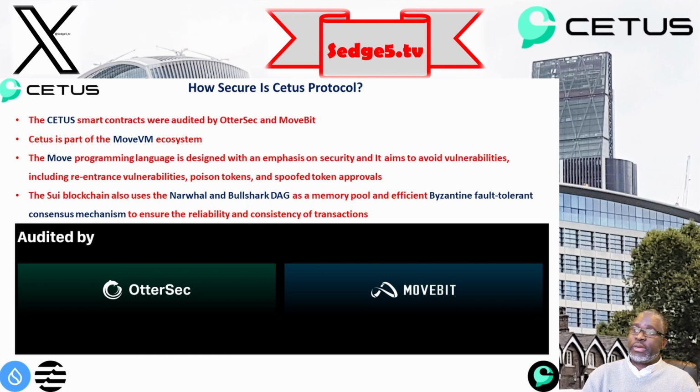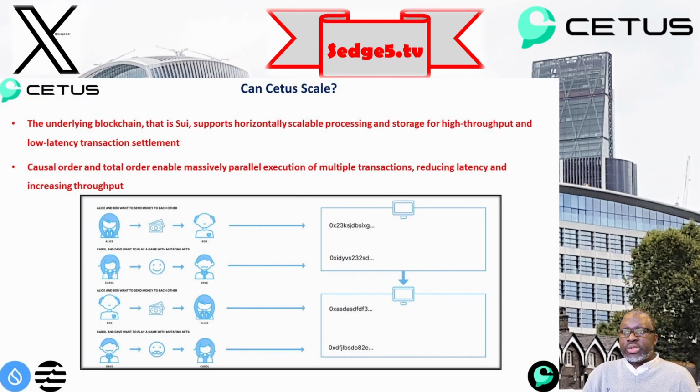Just keep listening carefully. The Sui blockchain also uses the Narwhal and Bullshark DAG as a memory pool and efficient Byzantine fault-tolerant consensus mechanism to ensure the reliability and consistency of transactions. As far as scaling is concerned, the underlying blockchain, that is Sui blockchain, supports horizontally scalable processing and storage for high throughput and low latency transaction settlement. Causal order and total order enable massively parallel execution of multiple transactions, thereby reducing latency and increasing throughput.